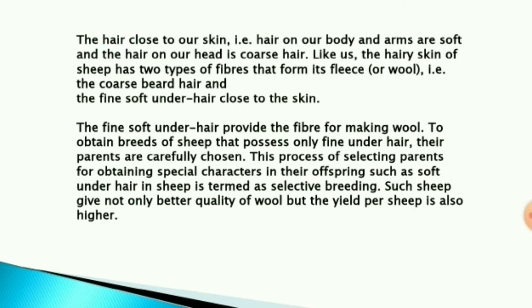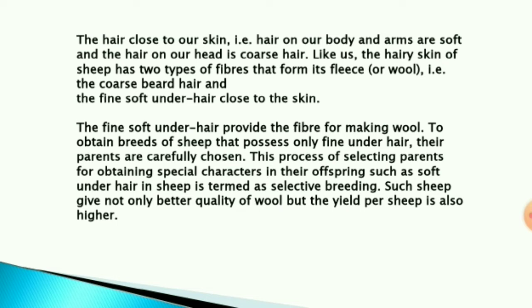The hair close to the skin, on our body and arms, is soft, and the hair on our head is coarse hair. Like us, the hairy skin of sheep has two types of fibers in its fleece or wool, for example, the coarse beard hair and the fine soft under hair close to the skin. The fine soft under hair provides the fiber to make wool.